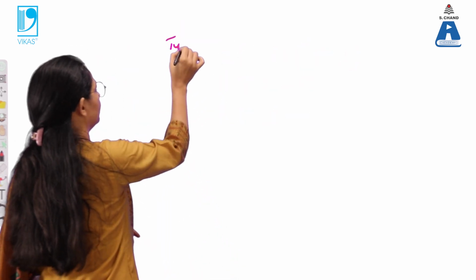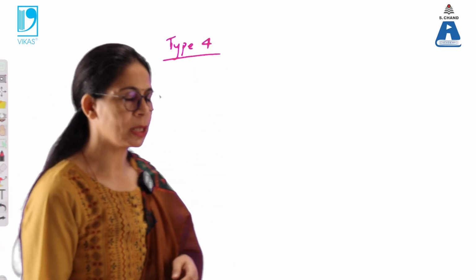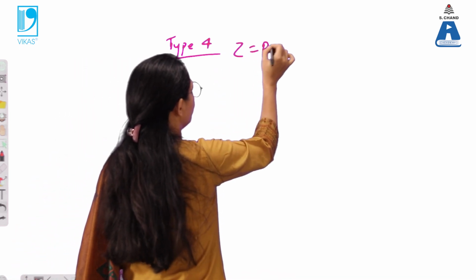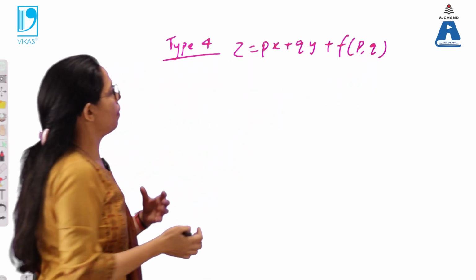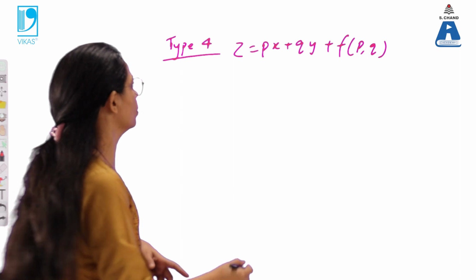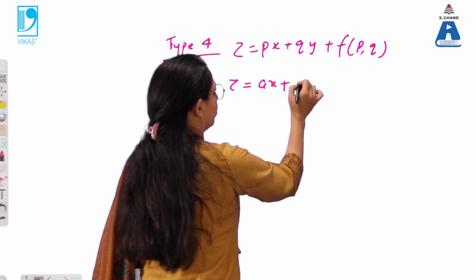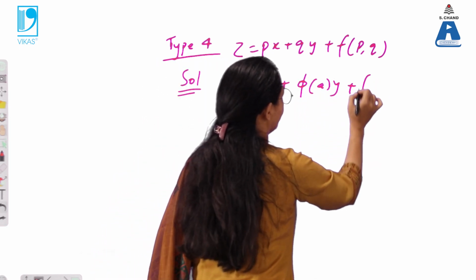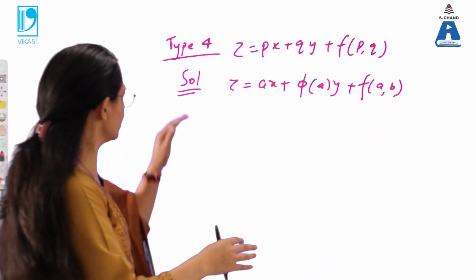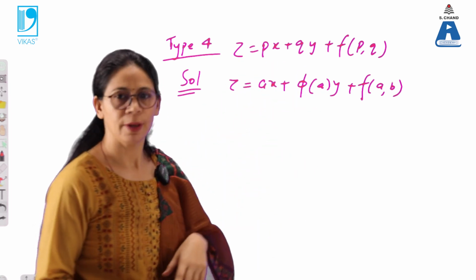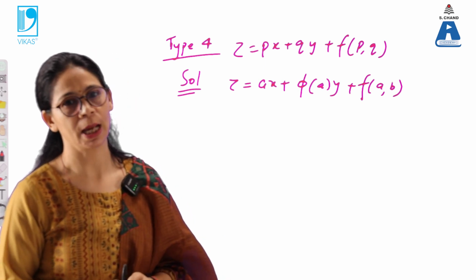Then the fourth type is the Clairaut's form. Clairaut's form is that z is equal to px plus qy plus f of p and q. Part of this we have already discussed in type 1. So the solution for this type of differential equation will be written as z equals ax plus by plus f of a, b. Let us say that the solution is z equals ax plus by plus f(a,b), and this will be reduced to this, on similar lines to the solution we discussed for type 1.